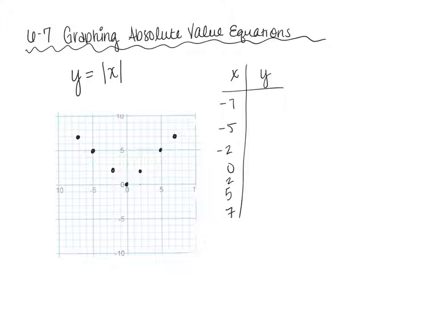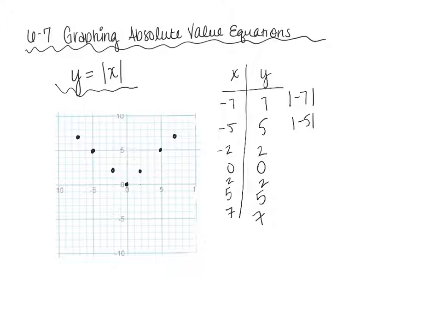So remember how back in chapter 5 we discovered that we could graph absolute value equations? This idea that I could make a table and plug these x's into this equation where y equals the absolute value of x. So when x is -7, the absolute value of -7 was 7. The absolute value of -5 was 5. The absolute value of -2 was 2. 0. Absolute value of 2 is 2. Absolute value of 5 is 5. And absolute value of 7 is 7. So it creates a graph that looks like this when I plot these points.